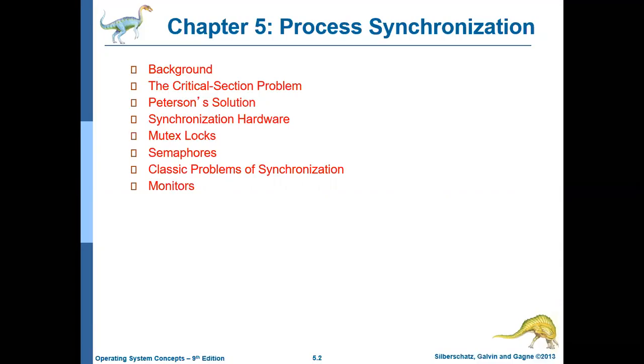We'll be discussing that with an example, and then we will be discussing the first solution that was given to the critical section problem, which is called the Peterson solution. So we'll understand how the Peterson solution works. Followed by that, we'll be discussing several other solutions for the critical section problem, which were hardware based and software based. We'll be discussing some software based solutions like mutex locks, semaphores, and a few classical problems on synchronization, and we'll be ending the topic with an introduction to a concept called monitors, which is also a solution to the critical section problem.